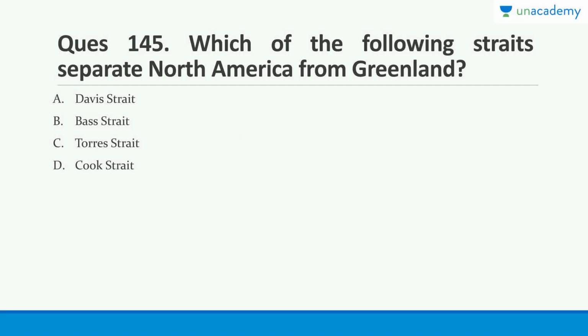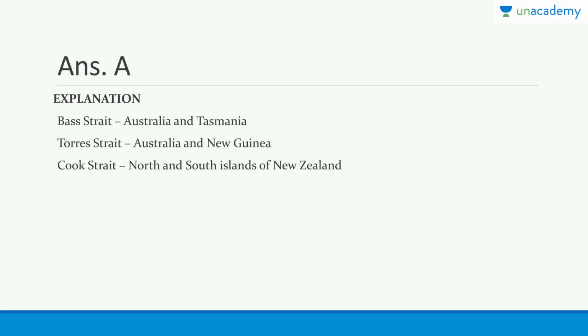Question 145. Which of the following straits separate North America from Greenland? The answer here is Davis Strait. You should remember all the other straits also. Davis Strait separates North America from Greenland. Bass Strait separates Australia from Tasmania. And Tasmania is separated from New Zealand by the Tasman Sea. Torres Strait separates Australia and New Guinea, and Cook Strait separates the two main islands, North and South Islands of New Zealand.